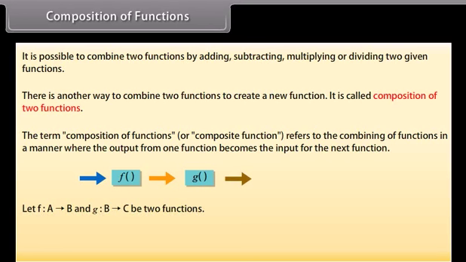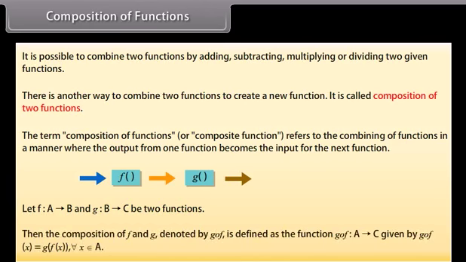Let function f from A to B and function g from B to C be two functions. Then the composition of f and g is denoted by g of f, defined as the function g of f from A to C given by g of f of x is equal to g of f of x for each x belongs to A.